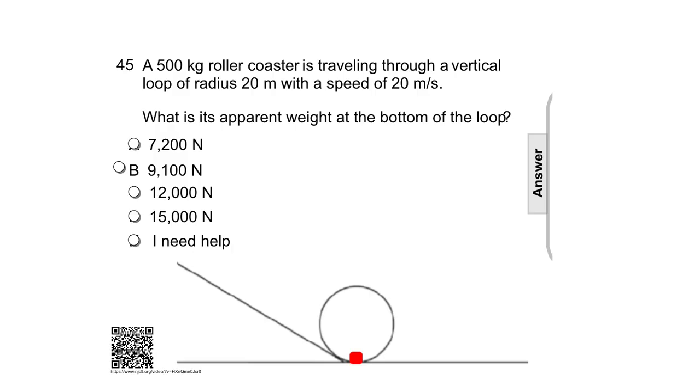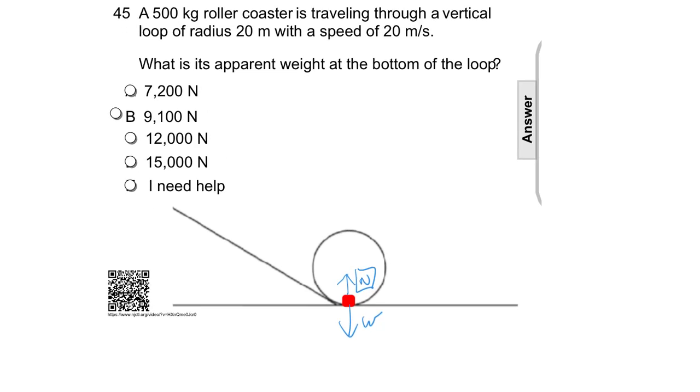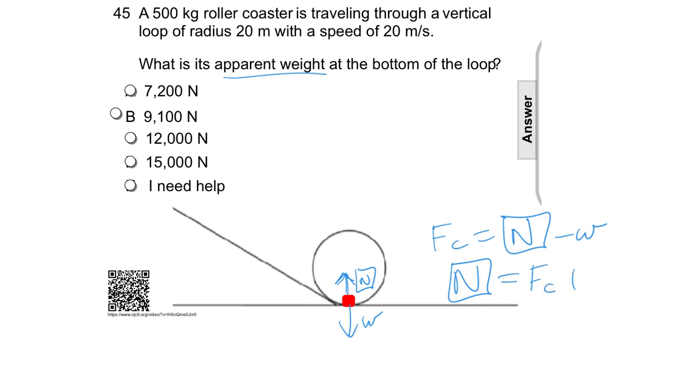Okay, for this one, we're at the bottom of the loops. We got normal force pointing up. We got the weight pointing down. And you should know by now that FC is equal to the bigger one minus the smaller one. Bigger one has to be the one that points towards the center, which would be N. We're looking for N, so the apparent weight. So that'd be FC plus W. So that'd be mv squared over R plus G, like we've done before.